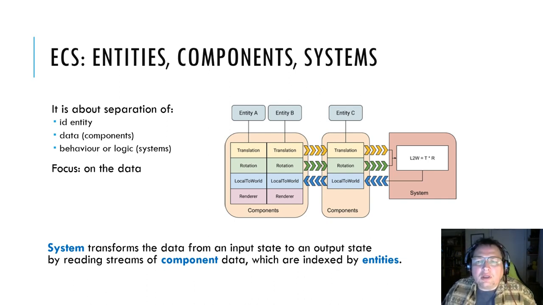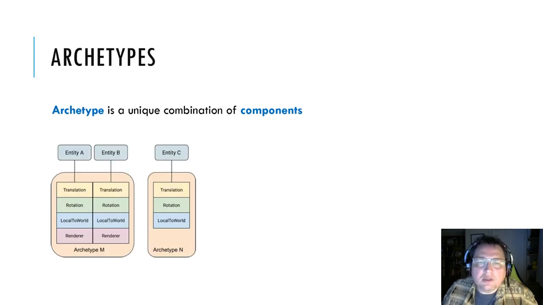Moreover, you can have many systems working on collections of data components coming from a number of entities. Each entity can differ in the range or combination of specific data components, and such a unique combination of components is called an archetype.